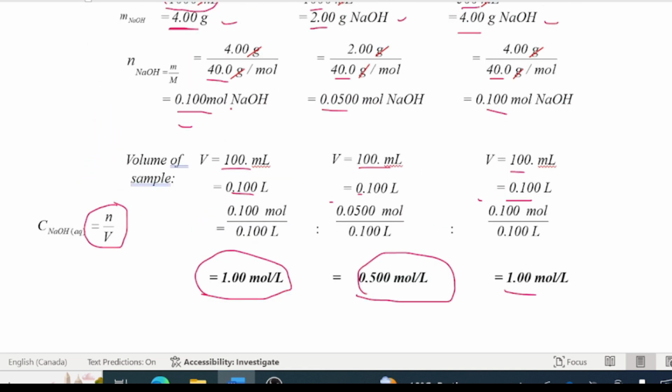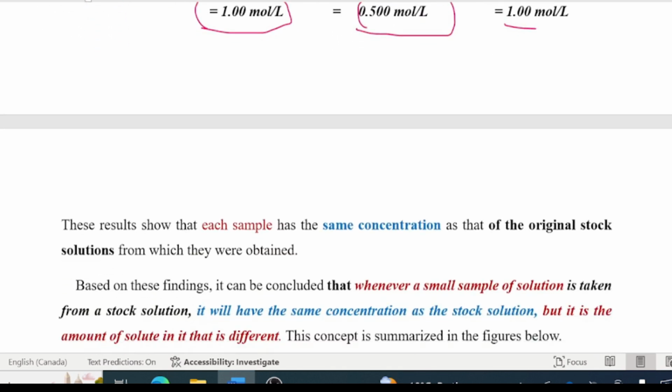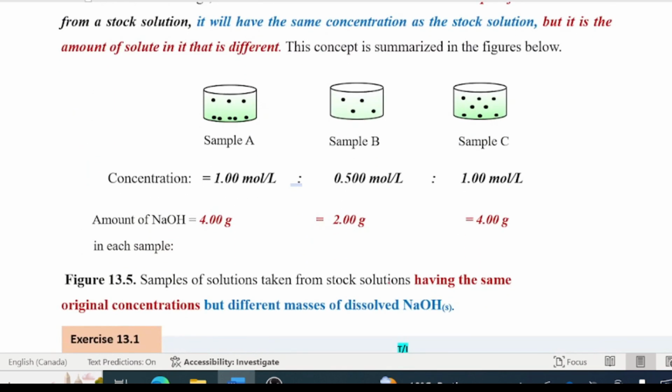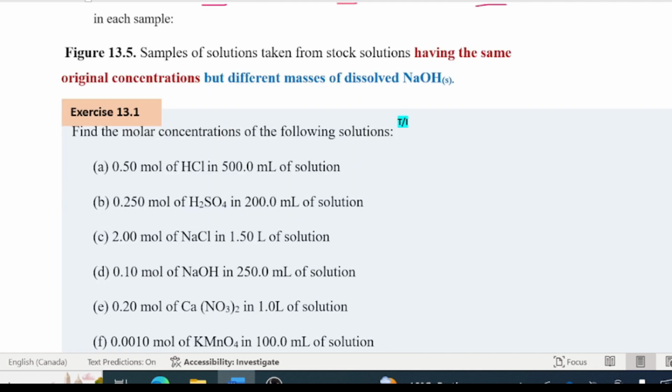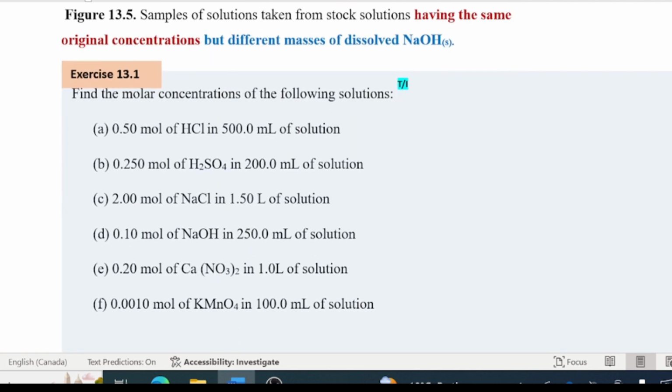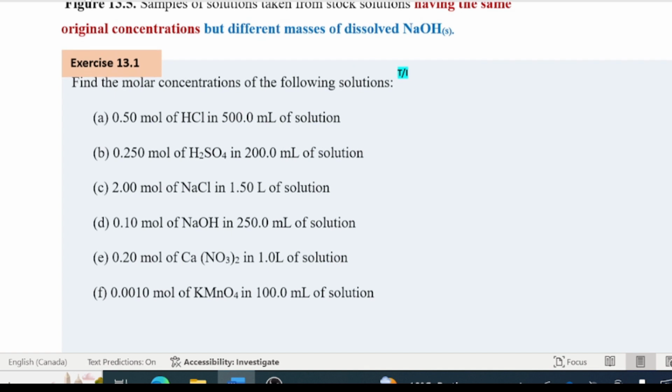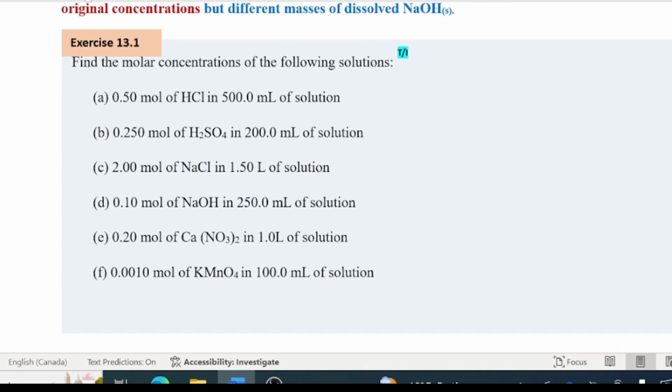Look, that was the mass there, 0.100 mole. So the masses are different, but the concentration stays the same. So you see, look, that's the mass in that 100 milliliters. That mass is there, and that mass is there in these volumes here. I'm giving you these to practice, and these can be found in the solution manual. Answers to these are also there.